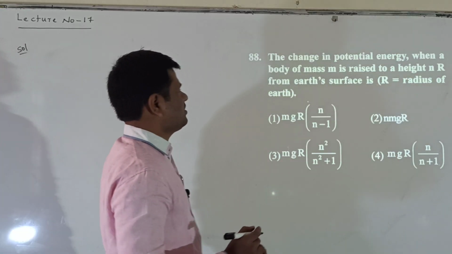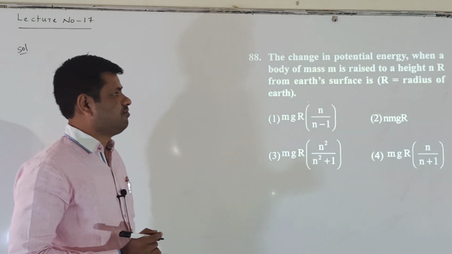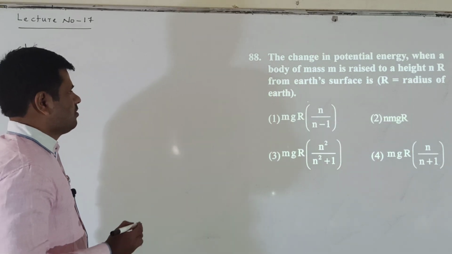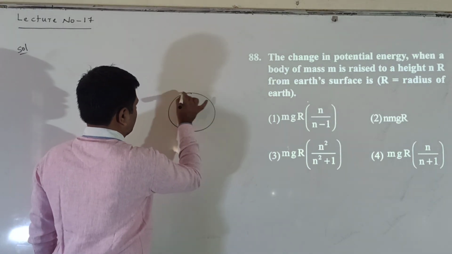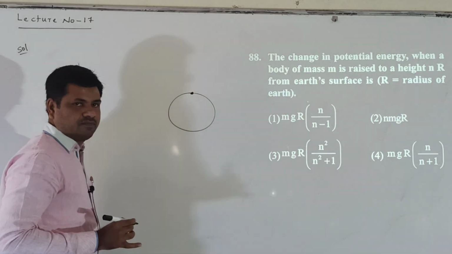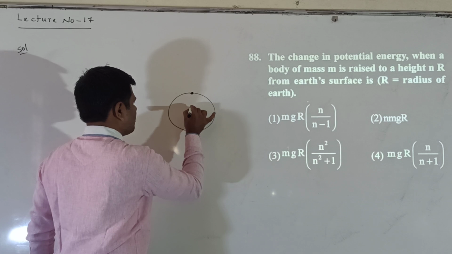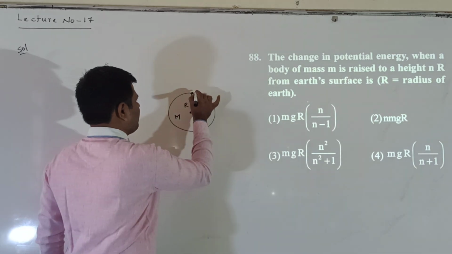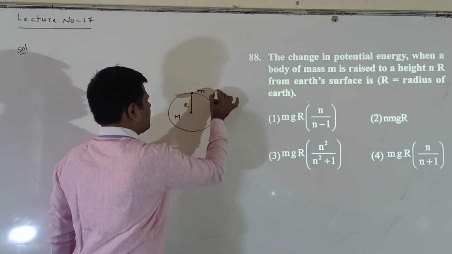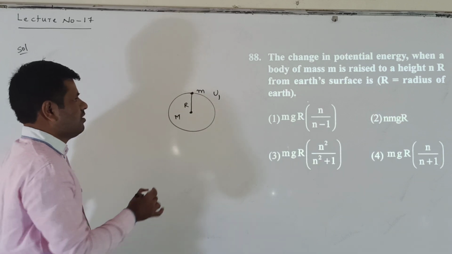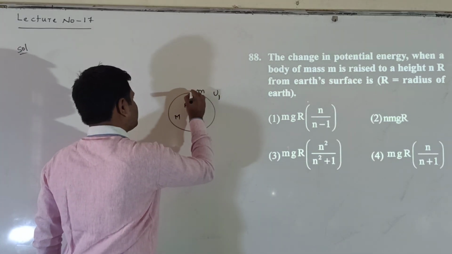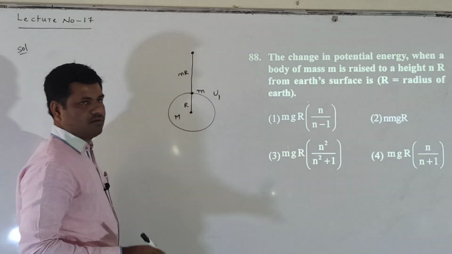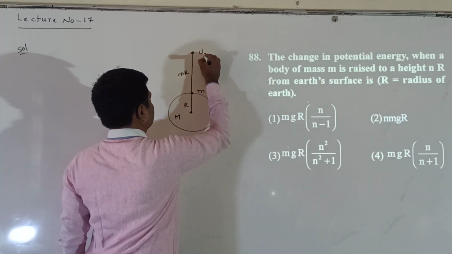Question number 88. The change in potential energy when a body of mass m rises to a height nR from the earth surface. This is the earth surface, with radius R, and the body of mass m is placed here. The potential energy on the earth surface I consider as U1. Rising to a height nR, n times the radius of the earth, the potential energy I take as U2.